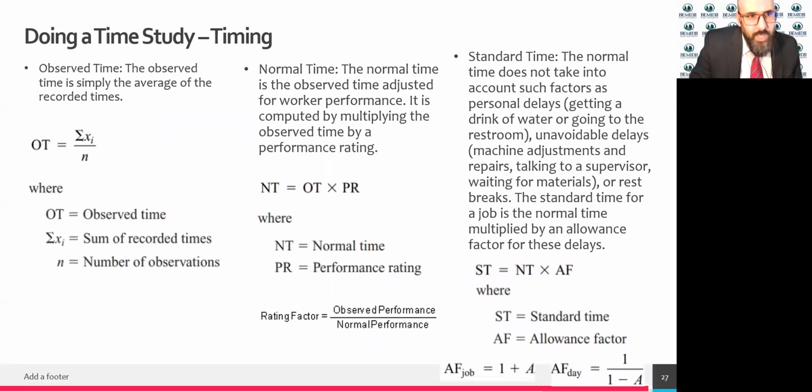All right. So now we're moving into observed time, normal time, and standard time. Let me stop the video right here, and I will create another separate video just for these, to differentiate between these different types of times that we will use in time studies.